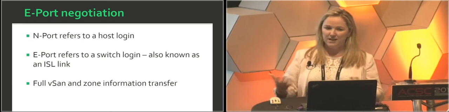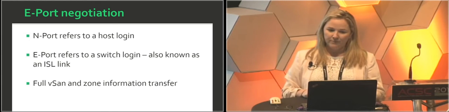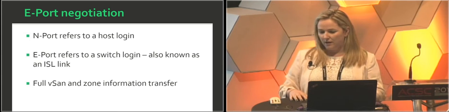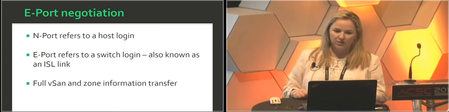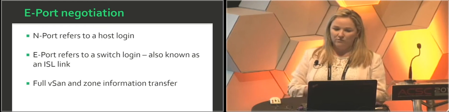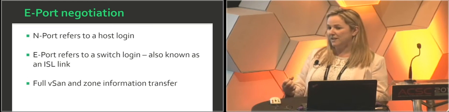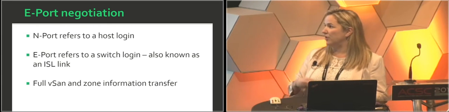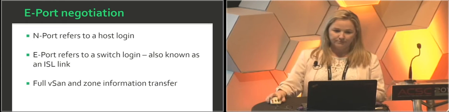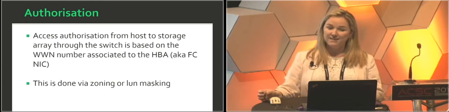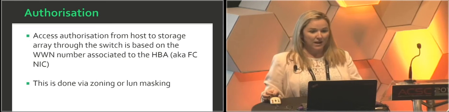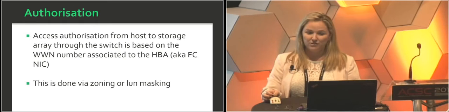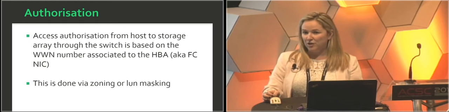The third one is the E-port negotiation. So I've gone through an N-port login, which is an N-port, but when a switch connects to another fibre channel switch, it does E-port negotiation, which I always think of as extension port because you're extending your SAN. It forms what they call an ISL link, or similar to a trunk on an Ethernet network. So once you negotiate that, you get a full vSAN and zone transfer. So it's an effective way to enumerate your fibre channel network. And by default, all ports are set to negotiate to E-port.